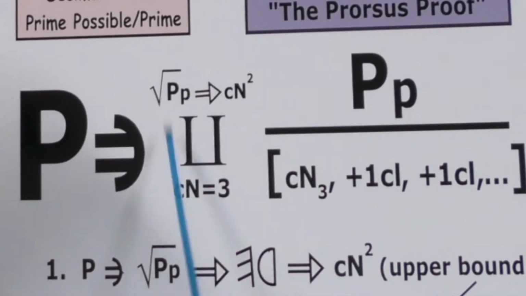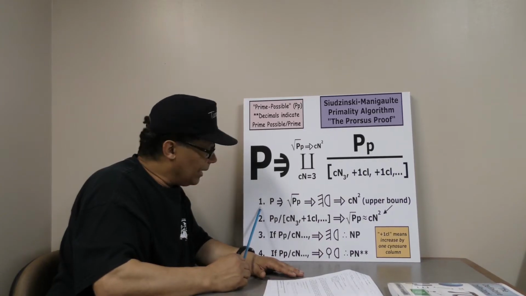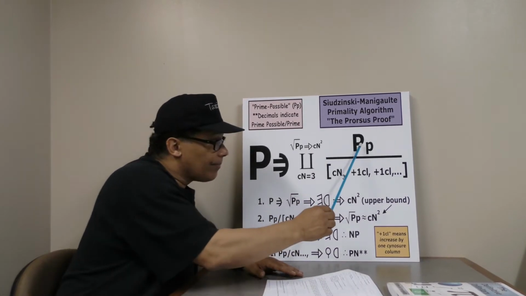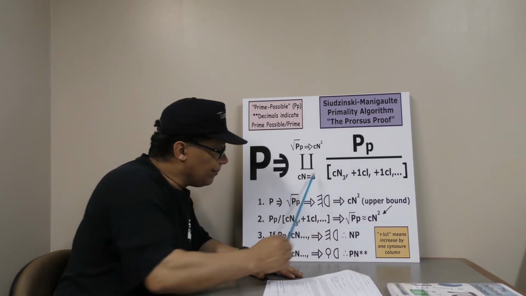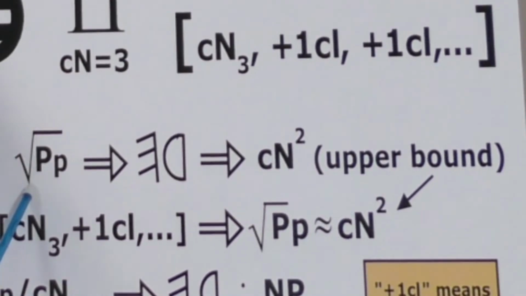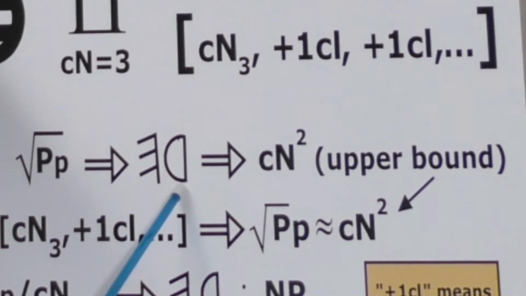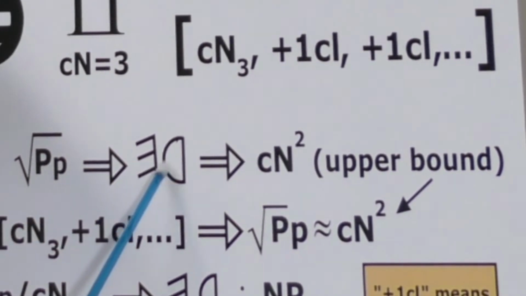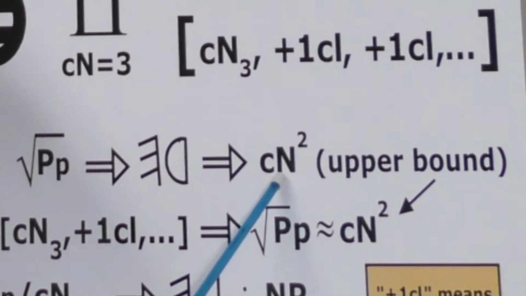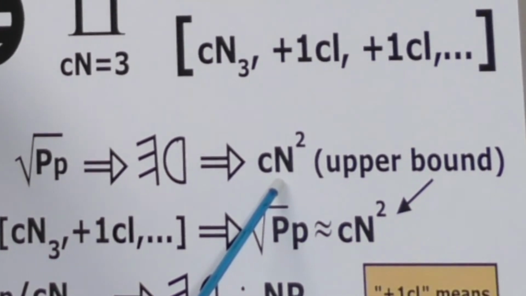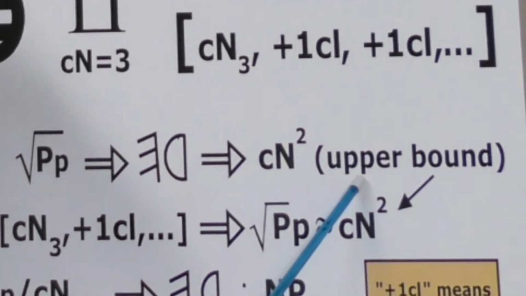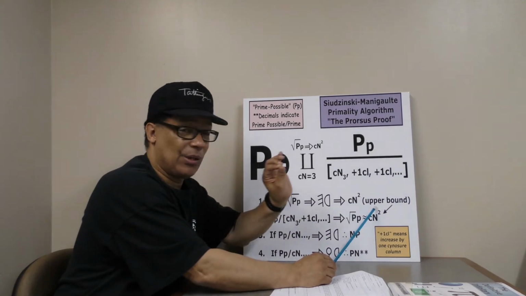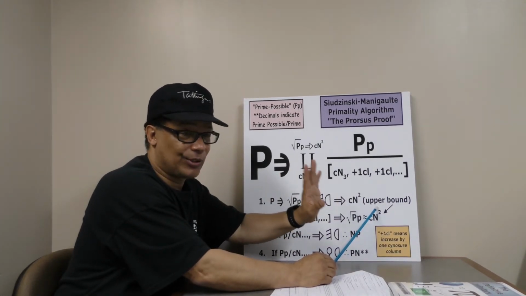This is the proof. Step number one. Prime is determined by whether the prime possible number, we take the square root of that, and if there is a decimal involved, we eliminate that decimal, and we determine a cynosure square. The cynosure square is the upper bound, and by upper bound, we mean that we're not going to go past the cynosure square.